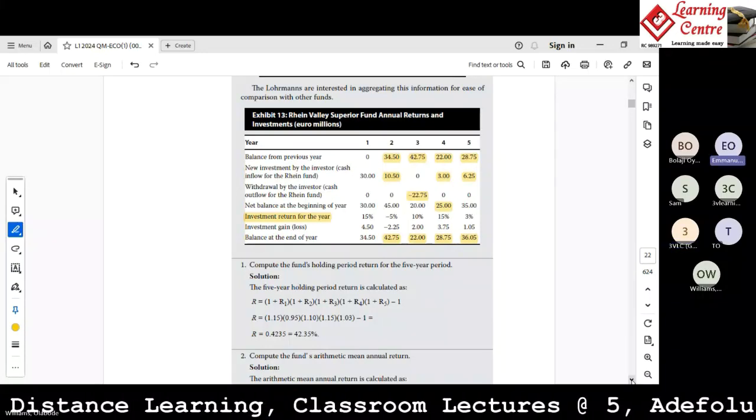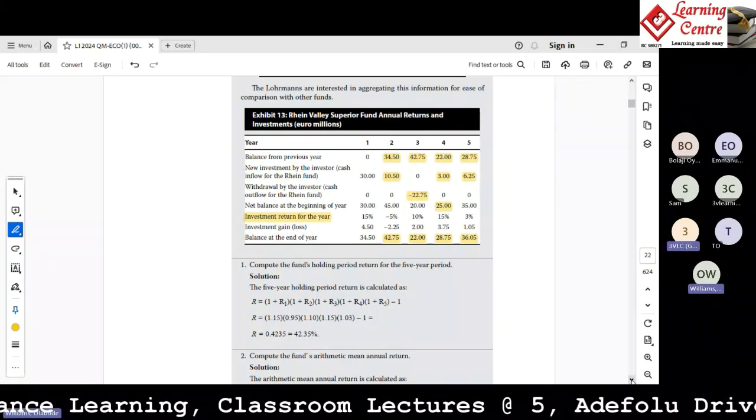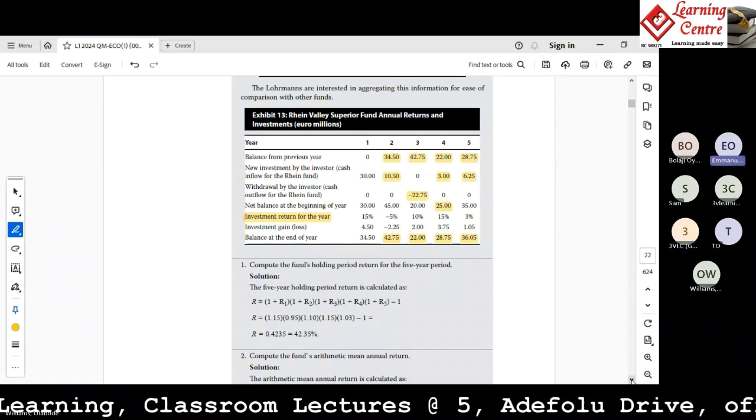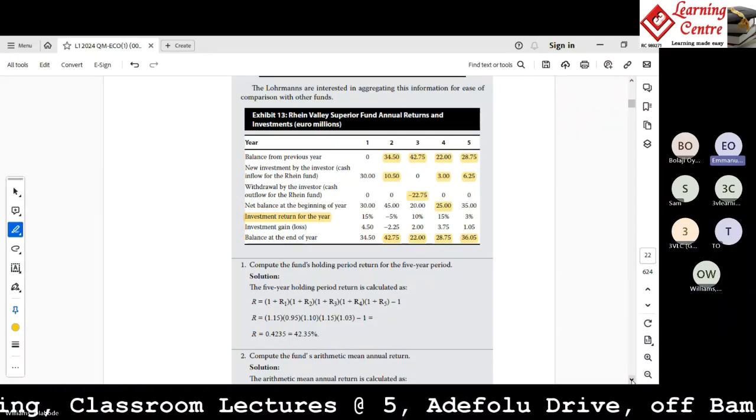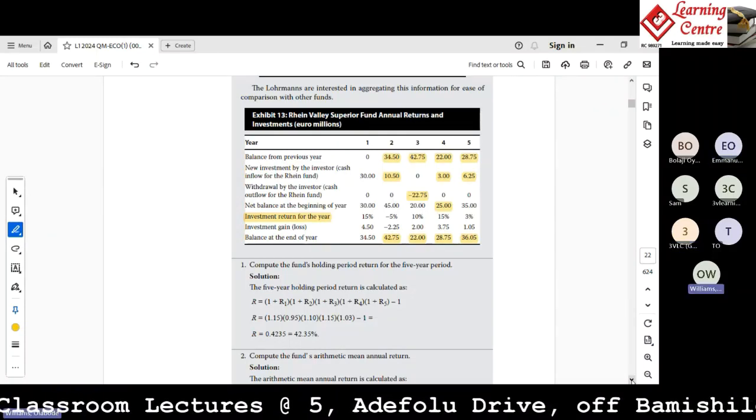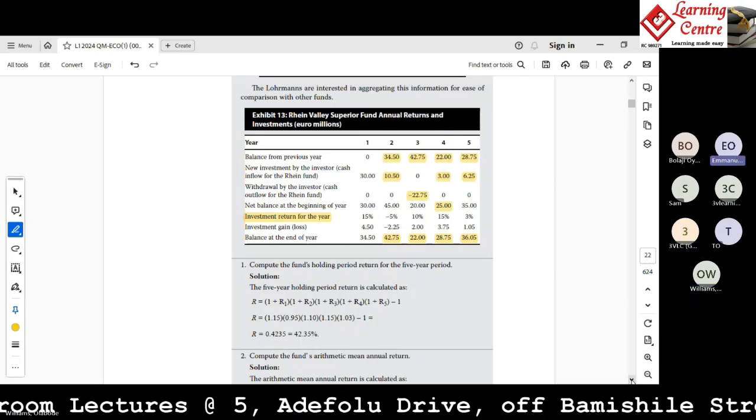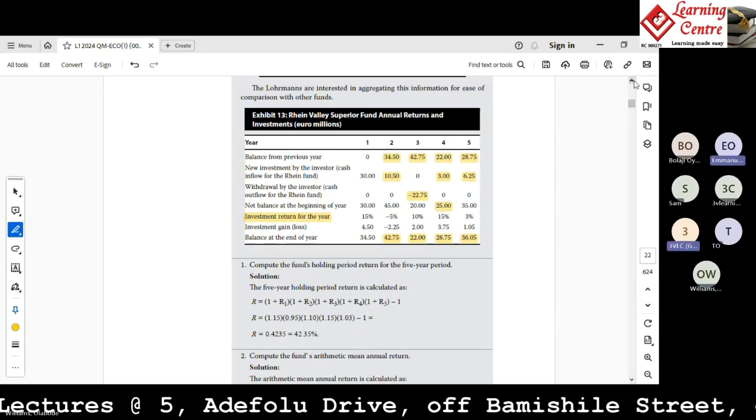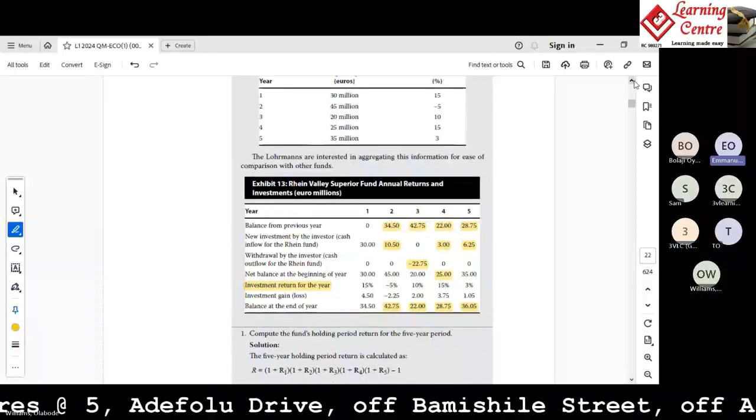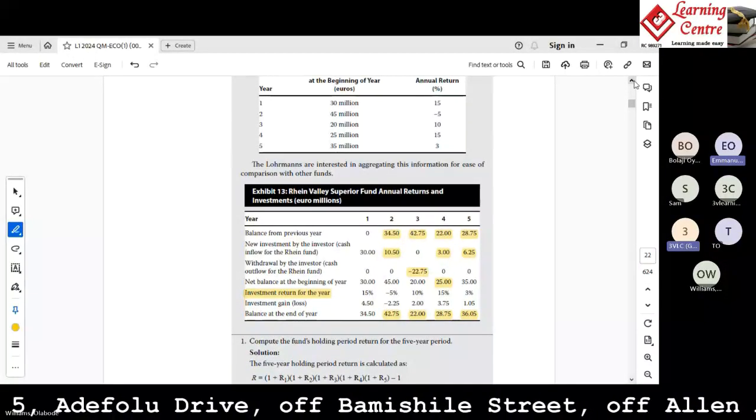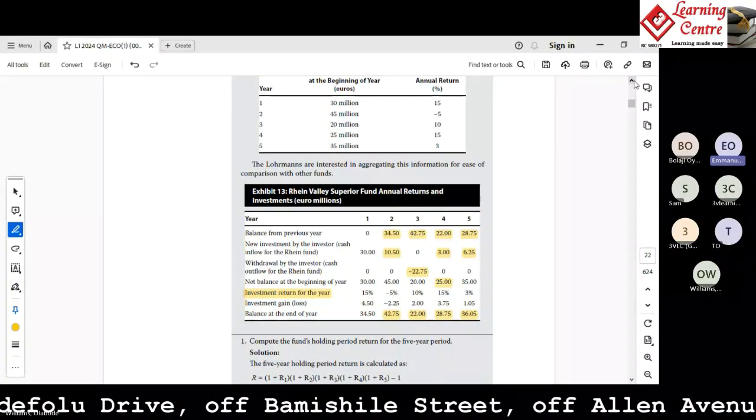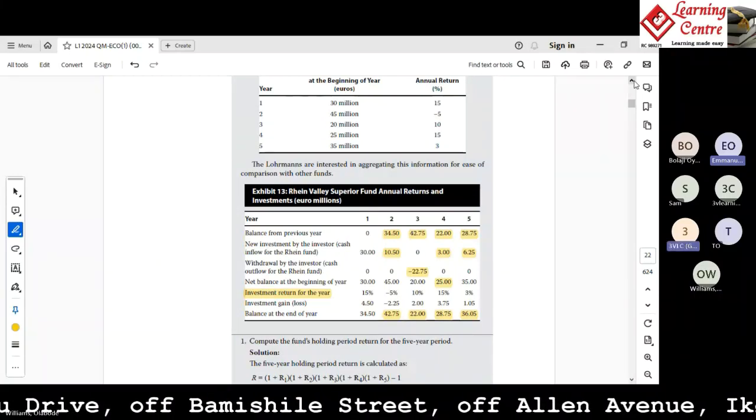Sorry for bringing you back. I wasn't in class when you were treating this. This R represents 15% in year 1. Why does R2 represent, okay, this is minus 5. Why did you put 95 here?